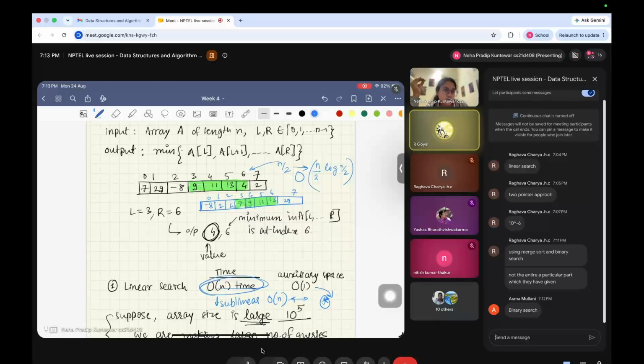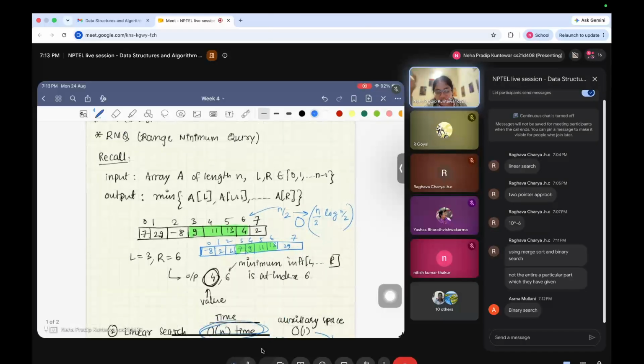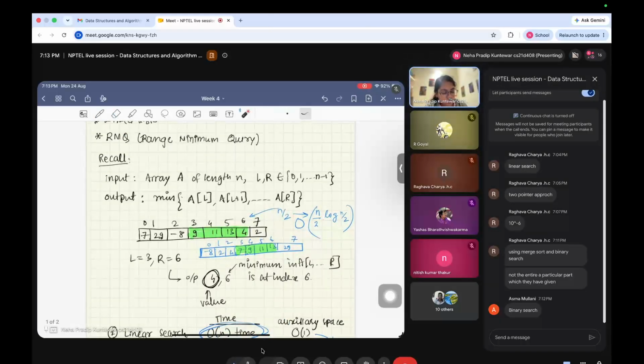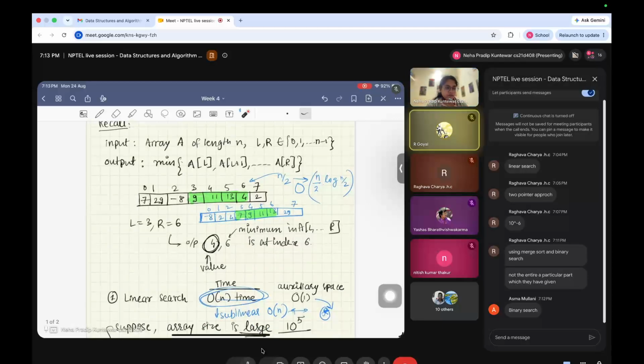Can you repeat the problem formulation once? Sure. This is the range minimum query problem. The input to you is an array A with n elements, and then you're given two indexes L and R. The question is, given this L and R, look at that subarray and find the minimum within that subarray. Okay, thanks.